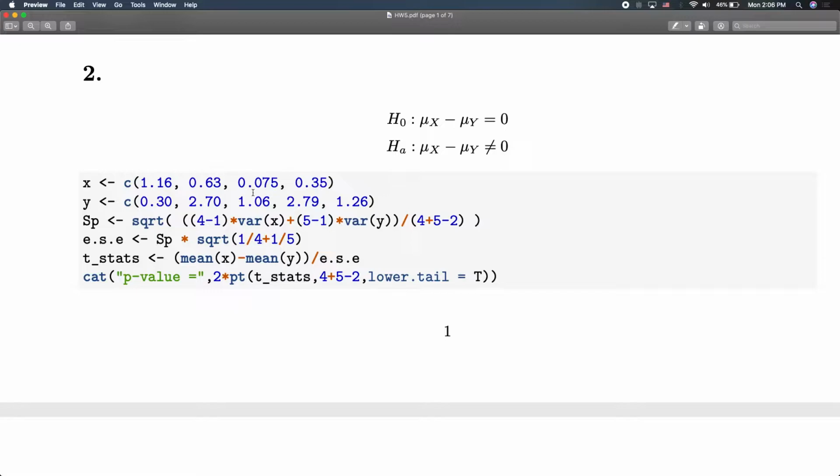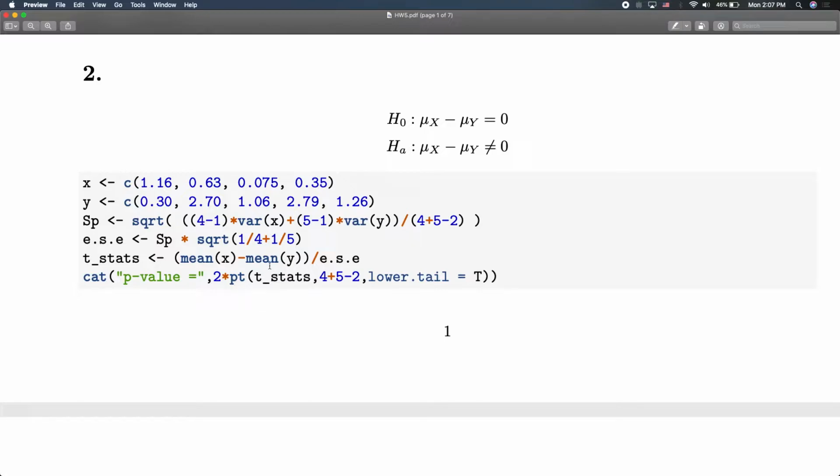So 4 numbers and another 5 numbers. And we have the equal variance assumption, so we need to use the formula for the pooled variance. So here what I did is just plug in the formula and calculate the estimated standard error based on the equal variance assumption. After we have that, we can calculate our test statistic. So we use the mean of x minus the mean of y, and also here there's a minus 0 because this is referring to our null hypothesis, and then divided by the estimated standard error. That will give us the test statistic.